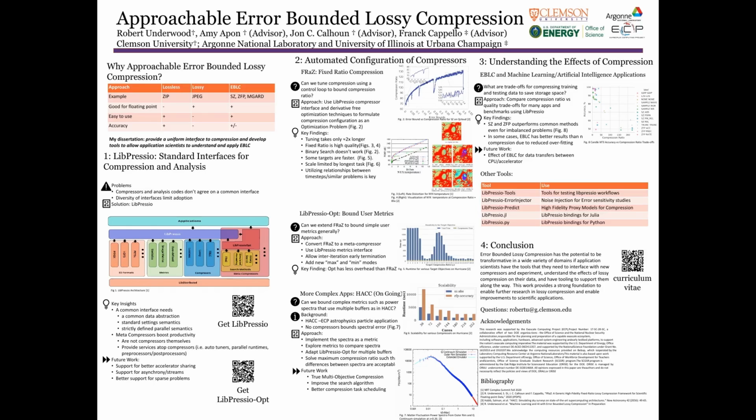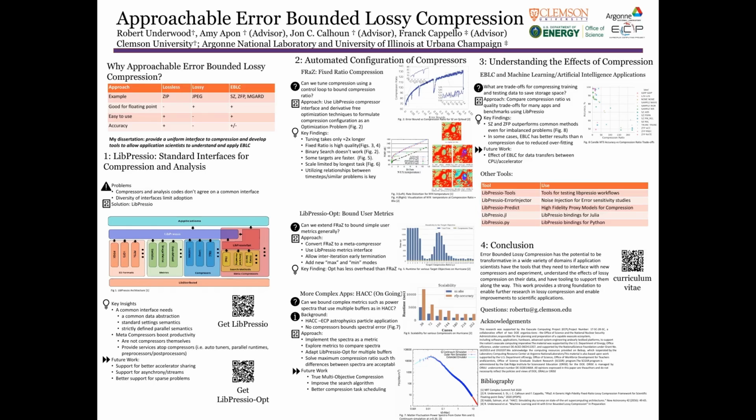We also found that utilizing relationships between time steps and other similar problems was key. All of this led us to think about a redesign when we developed libpressio opt. In libpressio opt, we asked, can we extend Frazz to bound simple user error metrics more generally? So what we did is we converted Frazz into a libpressio metacompressor, allowing the techniques used in Frazz to be applied to any compressor that supports the libpressio compressor interface.